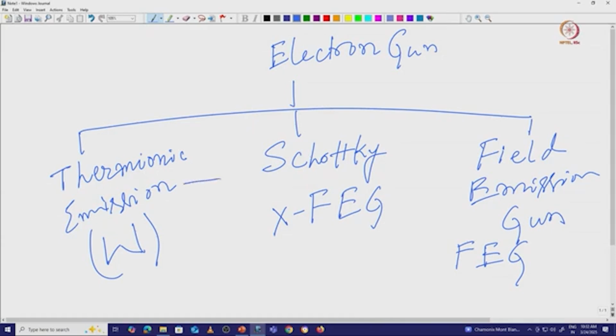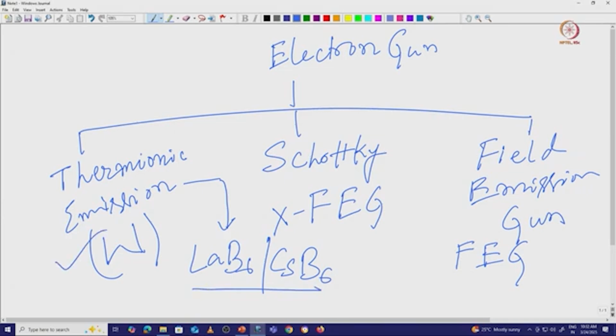So, this thermionic emission also, there is another type of thermionic emission we can use, that is a crystal. This crystal name is LaB6, lanthanum hexaboride crystal or cerium hexaboride. So, this thermionic emission will be either tungsten filament or LaB6 filament, then comes Schottky, XFEG, and the field emission gun.